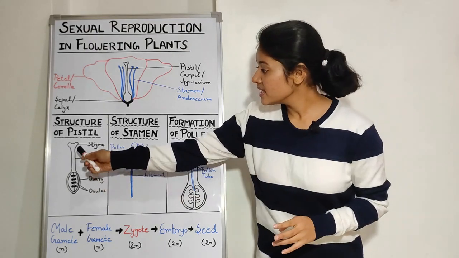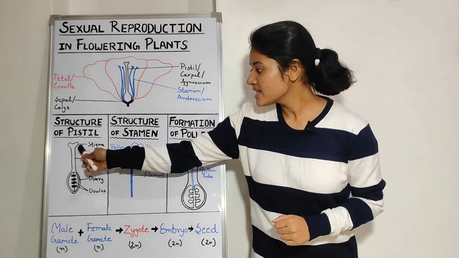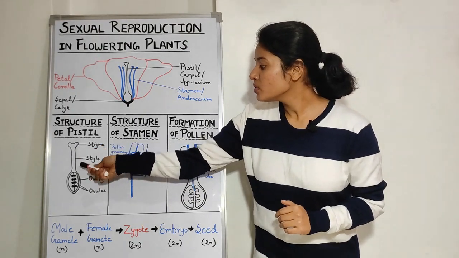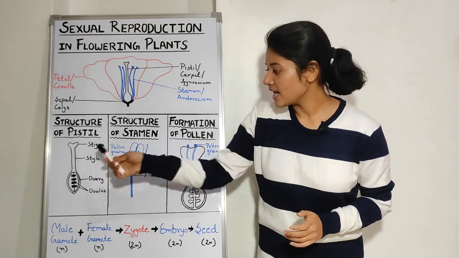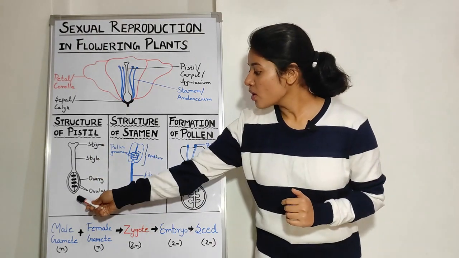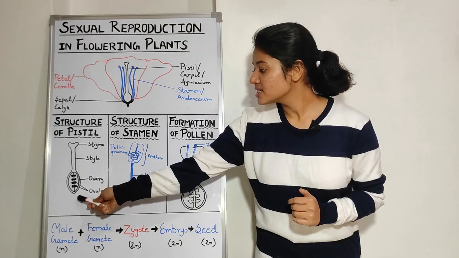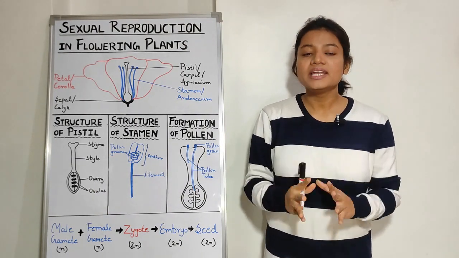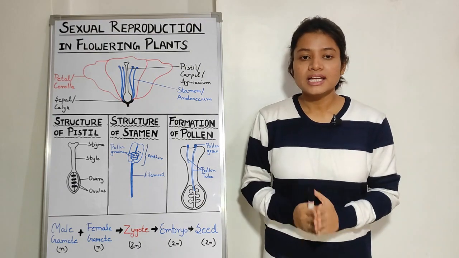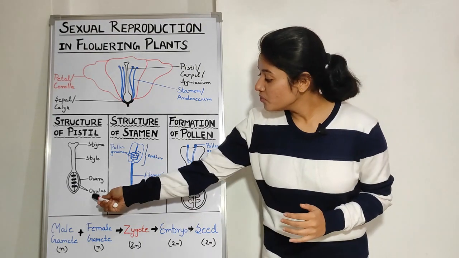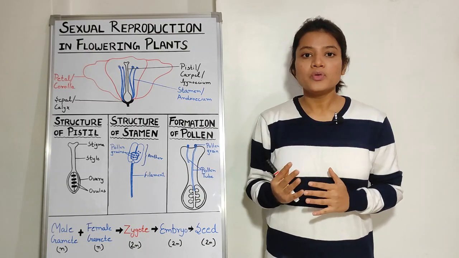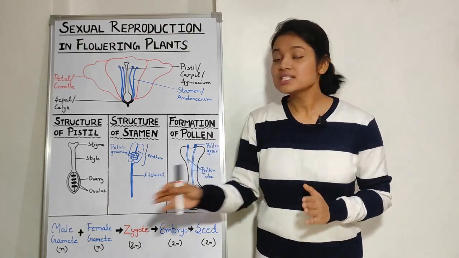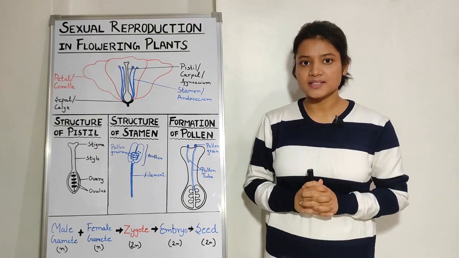The first is the uppermost bulb-like structure, which is known as stigma. The second is the long tubular structure, which is known as style. And the third is the swollen basal part of the pistil, which is known as ovary. Inside this ovary, many special cells are formed. These cells are known as ovules. Inside the ovules, the female gamete is present, and these ovules are actually haploid cells.